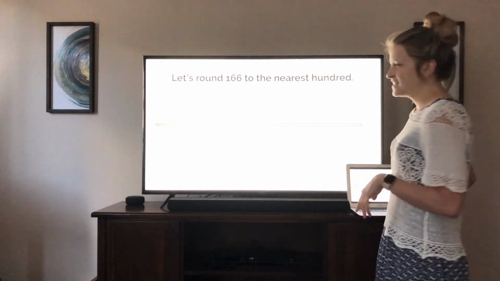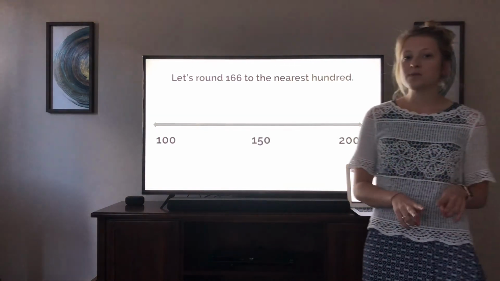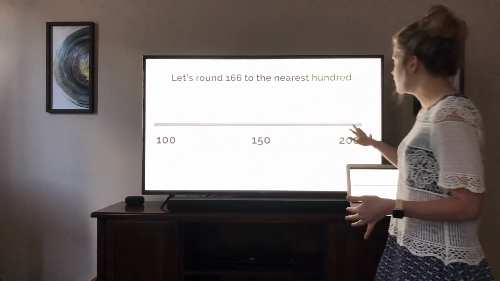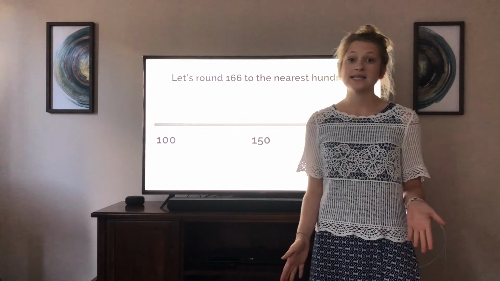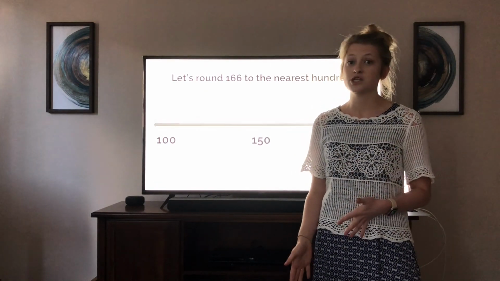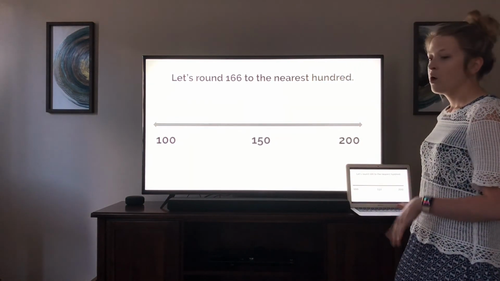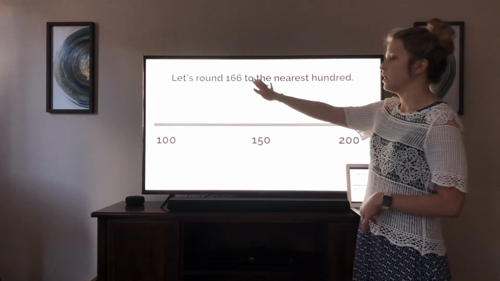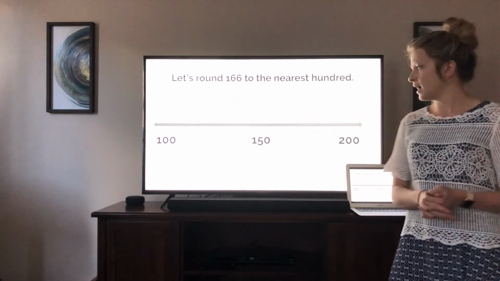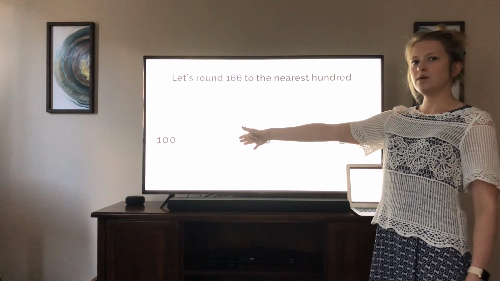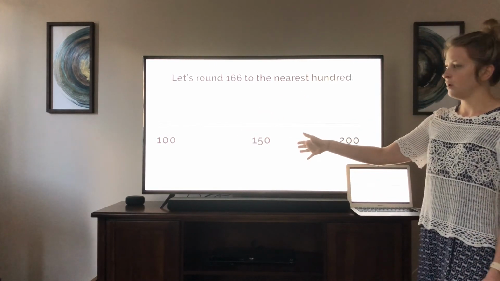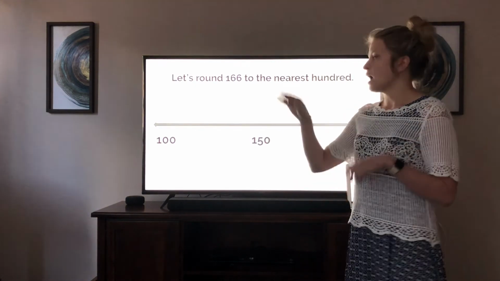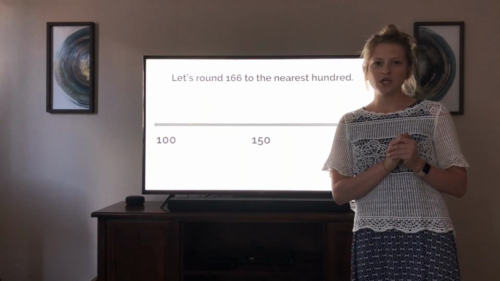So hopefully you've paused, and you will see that our two benchmark numbers, because we're rounding to the nearest 100, are going to be 100 and 200, and my midpoint is going to be 150. And so what I need you to think about is, where am I going to place 166 on this number line? Am I going to place it before my midpoint or after my midpoint? Before or after? So you're thinking about that right now. I want you to pause. I want you to place 166 on your number line.